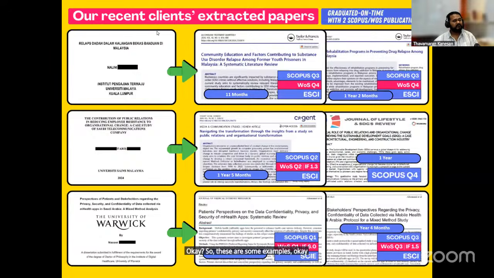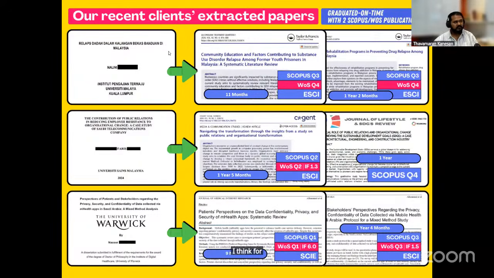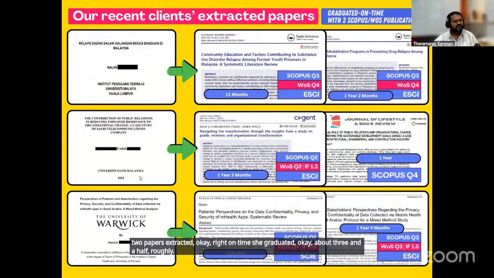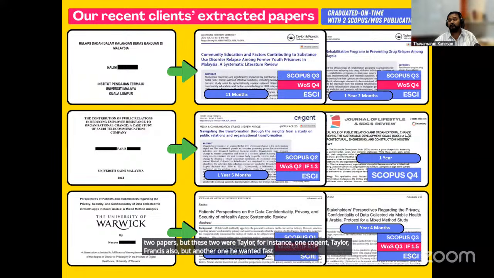We have one student from UM, our consultee. I think for 3.5 years we coached her. Thesis finished, 2 papers extracted. Right on time she graduated, about 3.5 years roughly. Faris, USM, also the same, 2 papers. But these 2 were Taylor & Francis and one Cogent, Taylor & Francis also, but another one he wanted fast. So he said Q4 is enough. No need for Q1, Q2. Okay.